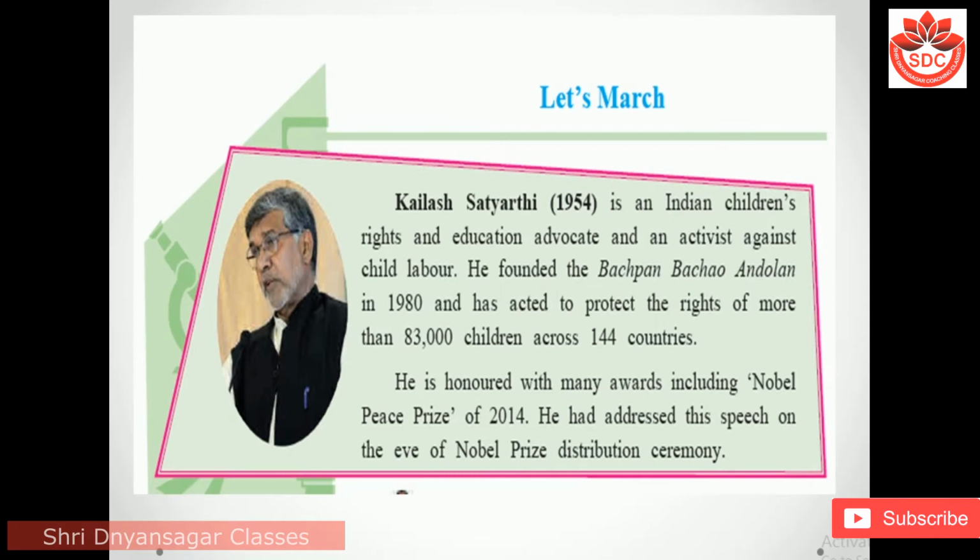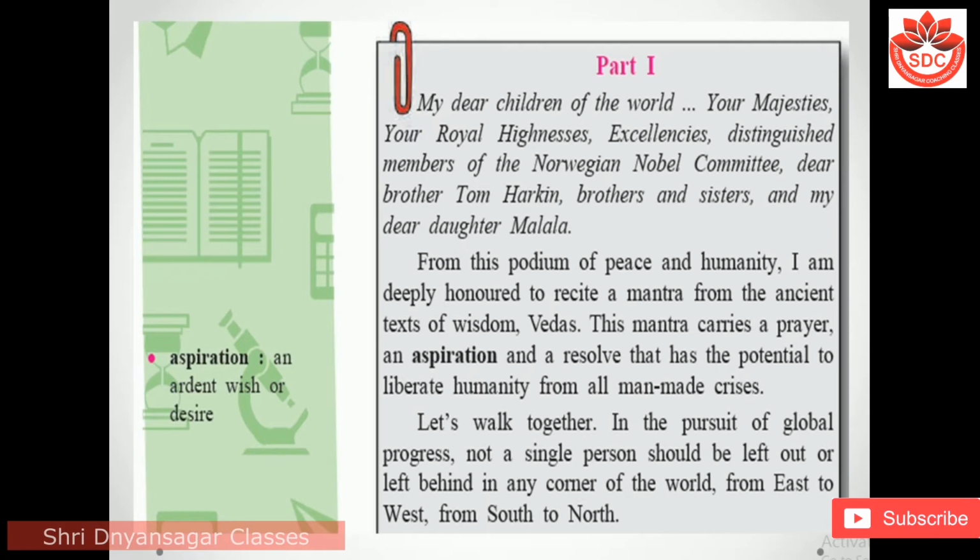He founded the Bachpan Bachao Andolan in 1980 and has acted to protect the rights of more than 83,000 children across 144 countries. He is honored with many awards including the Nobel Peace Prize of 2014. He addressed this speech on the eve of Nobel Prize distribution. Now listen to the speech carefully.